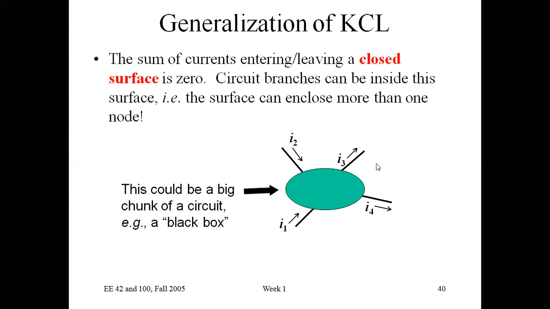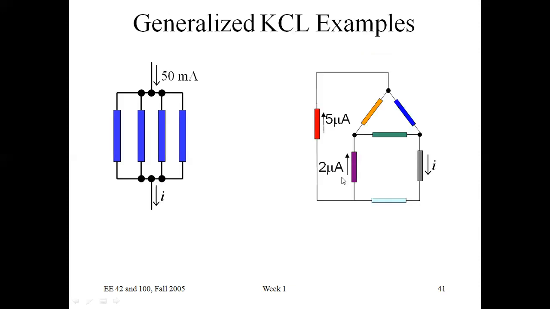So this could be a big chunk of a circuit, a black box you may say. We don't know how many elements are there inside this black box or this surface. What a complicated network may be there inside it, but we are assuming it as a single node. We look only at the entering and leaving currents and apply the KCL to it, and KCL will be satisfied.